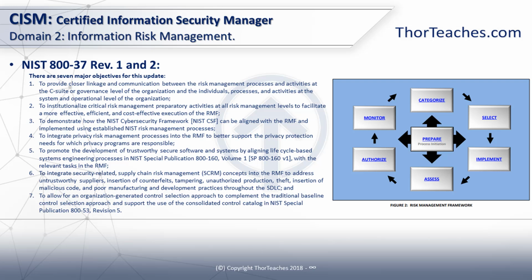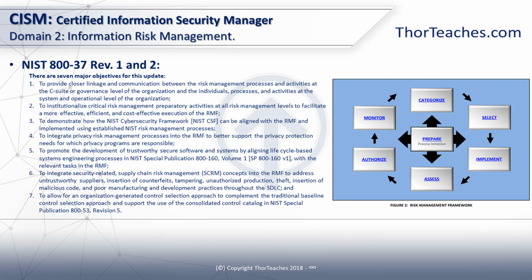Then we improve the risk management process by having it across the entire enterprise, which should hopefully make it more effective, more efficient, and more cost-effective. Then we're going to look a little bit at the NIST Cybersecurity Framework and how that can be aligned with our risk management framework and implemented using the risk processes. And then one of the new big things in Revision 2, we integrate privacy risk management processes into the risk management framework. That did not exist in Revision 1 at all. It did exist in 800-53, but never in 800-37.